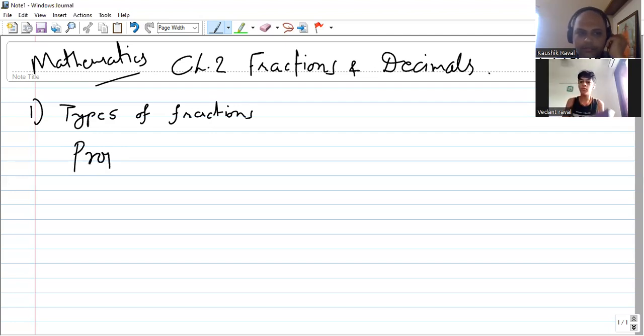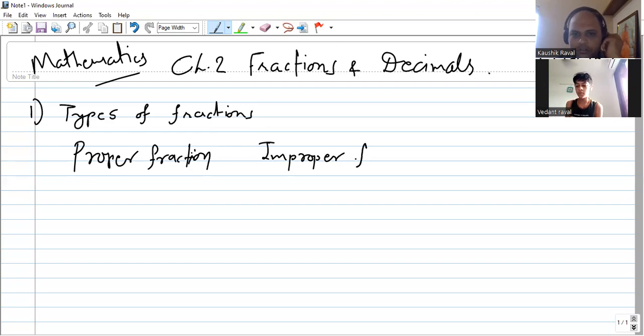One is proper fraction. Okay. Then there is improper fraction, and another type is mixed fraction. Okay, right?